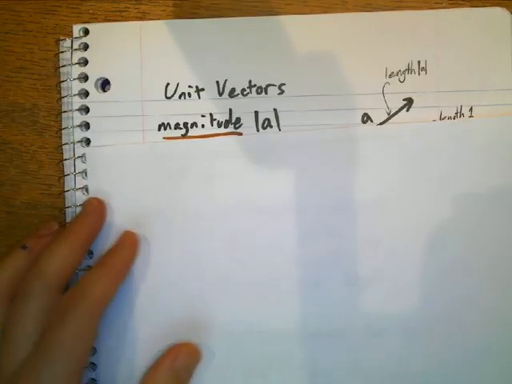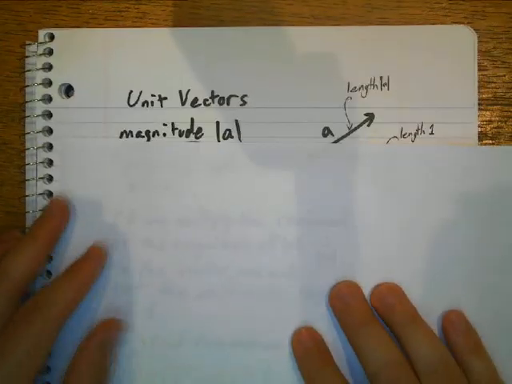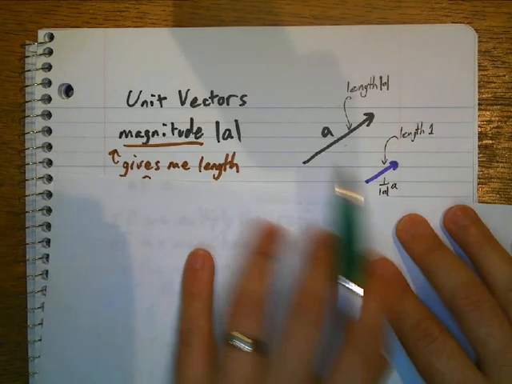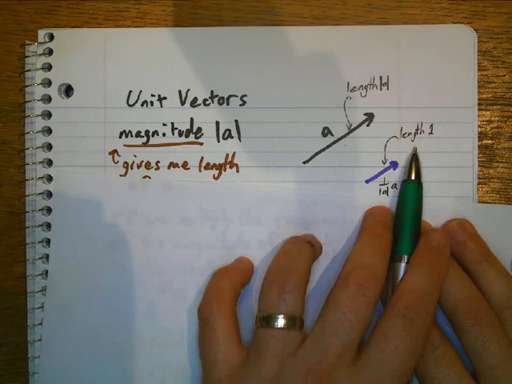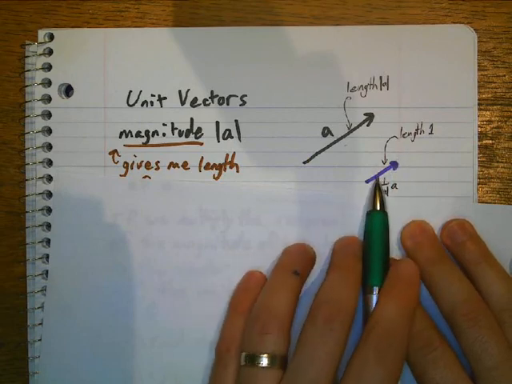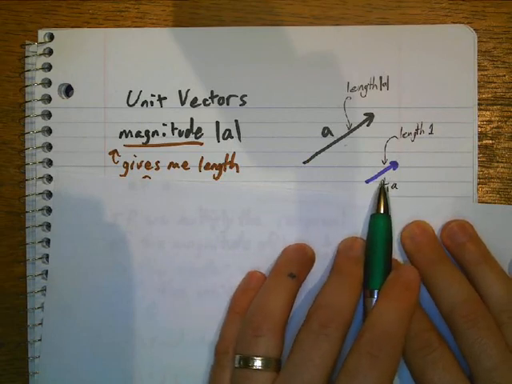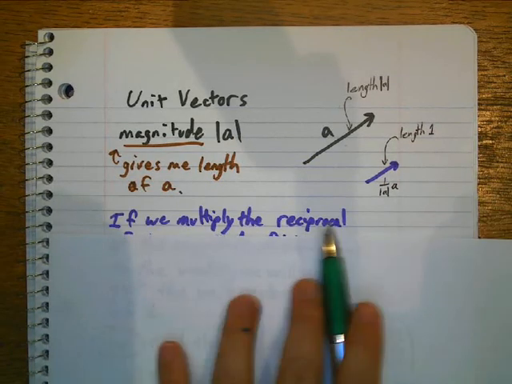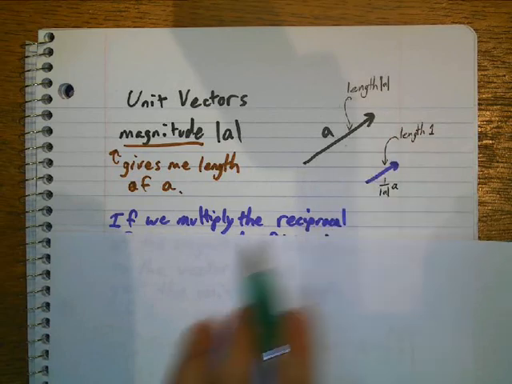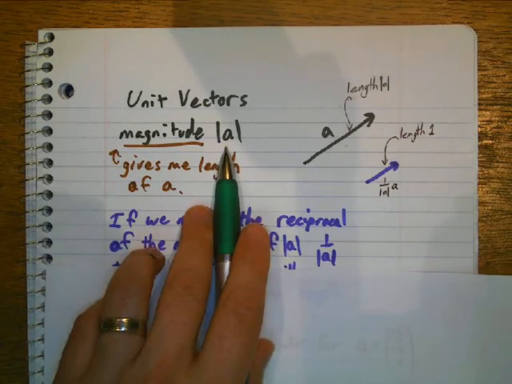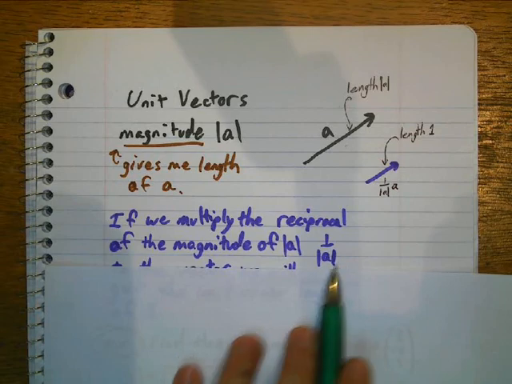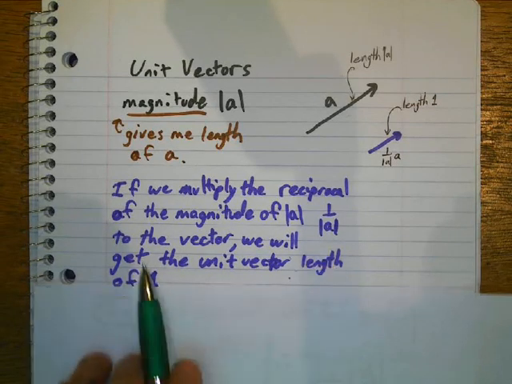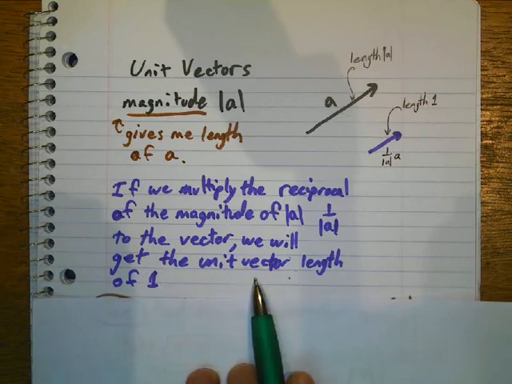Okay. Now, a unit vector is when I change the length of this vector so that it's got a length of 1. In order to change your vector so it has the length of 1, what we need to do is multiply this vector times the reciprocal of the magnitude. Because if we multiply by the reciprocal of the magnitude, we're going to end up with a unit vector of length 1.